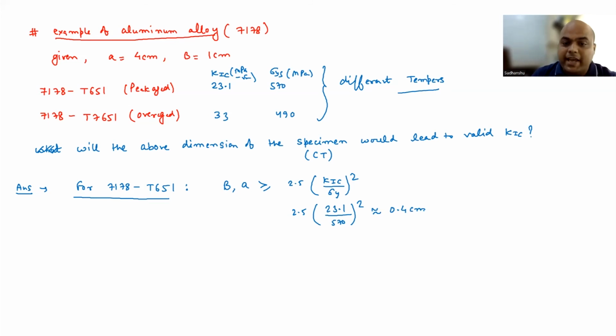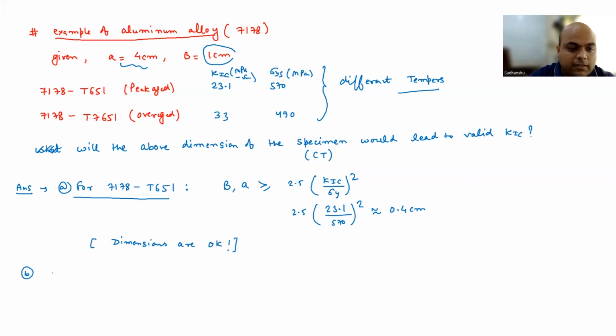Okay. So B and A in this case should be greater than or equal to 0.4 centimeter if the K1C test is valid. And see, the given dimension A is 4 centimeter and B is 1 centimeter, right? So both are greater than 0.4 centimeter. So yes, the dimensions are okay. It is going to be a valid K1C test if we use these dimensions for the compact tension specimen.